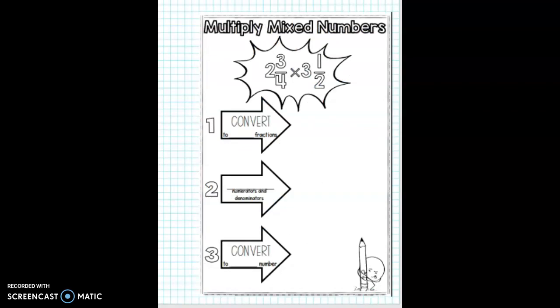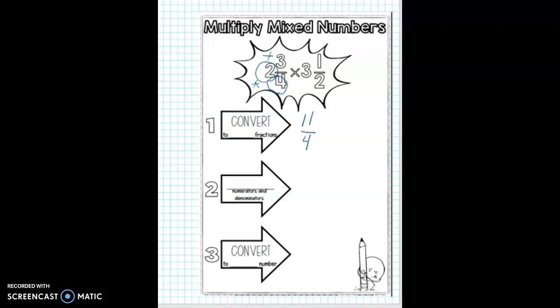Multiplying mixed numbers involves an additional step. First, you have to change the mixed numbers to improper fractions. To do this, you're going to multiply the denominator times the whole number. Then you're going to add that answer to the numerator. This becomes your new numerator. The denominator stays the same. So my denominator for my first fraction is going to stay 4. 4 times 2 is 8, plus 3 is 11.